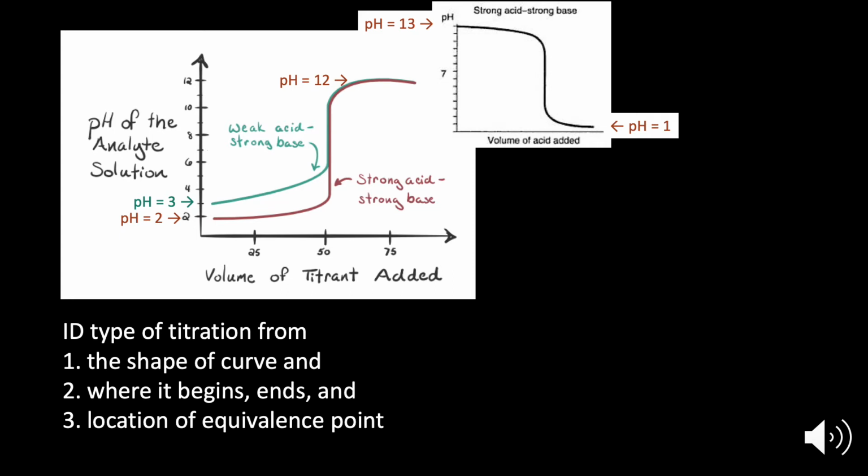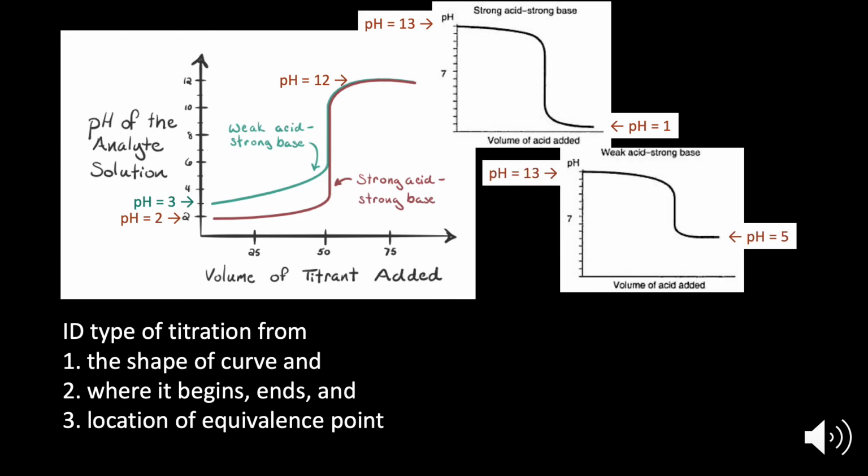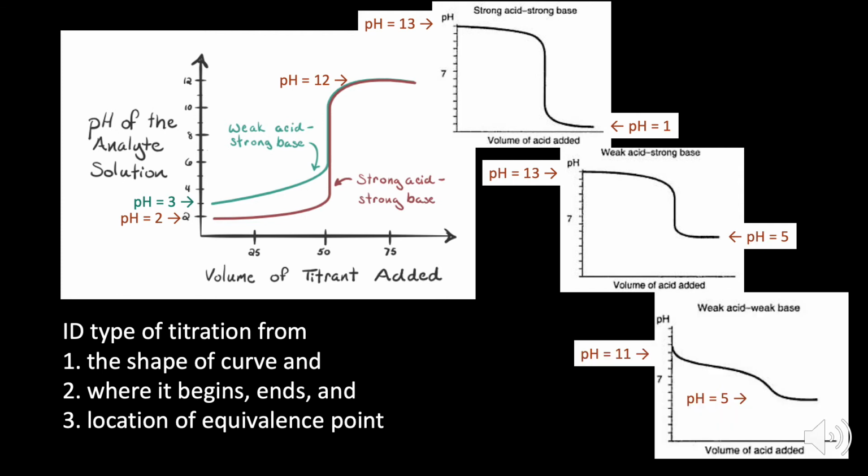If the titration begins at a pH equal to or greater than 12, then the analyte is a strong base. If the titration ends at a pH equal to or lower than 2, then the titrant is a strong acid. If the pH ends at a level greater than 2 but less than 7, the titrant is a weak acid. If the pH begins at a level less than 13 but greater than 7, the analyte is a weak base.